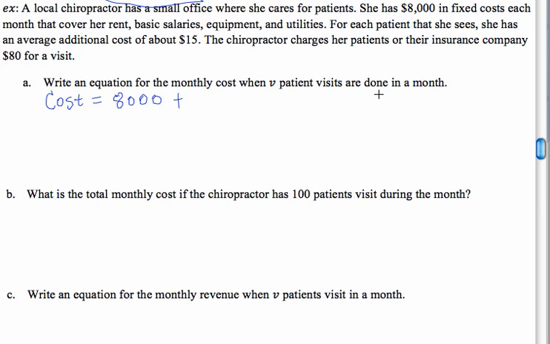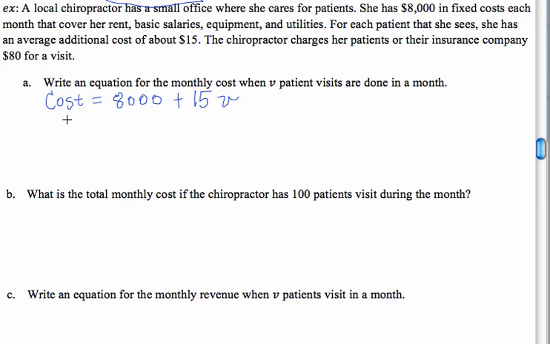Let's see, plus variable cost. She has an average additional cost of $15 for each patient she sees. So it only costs her $15 per patient, or 15V, because we have V patients. And I recommend you make it really clear that it's a V in a letter and not some number or something. Okay, so that's the cost function.